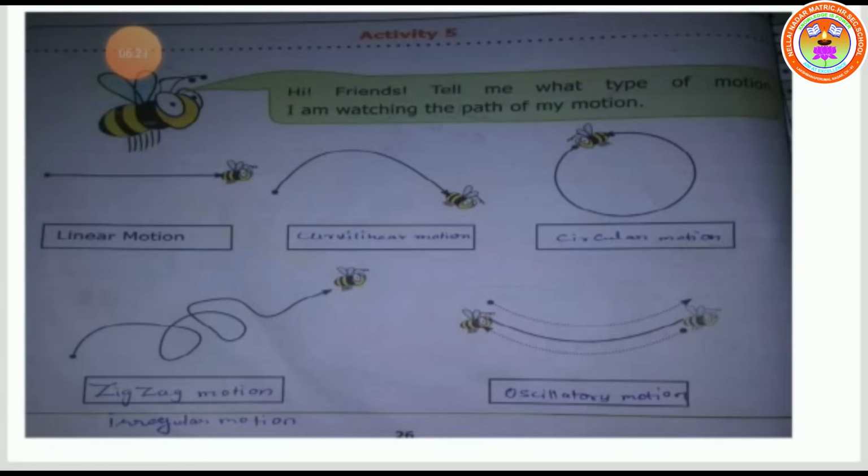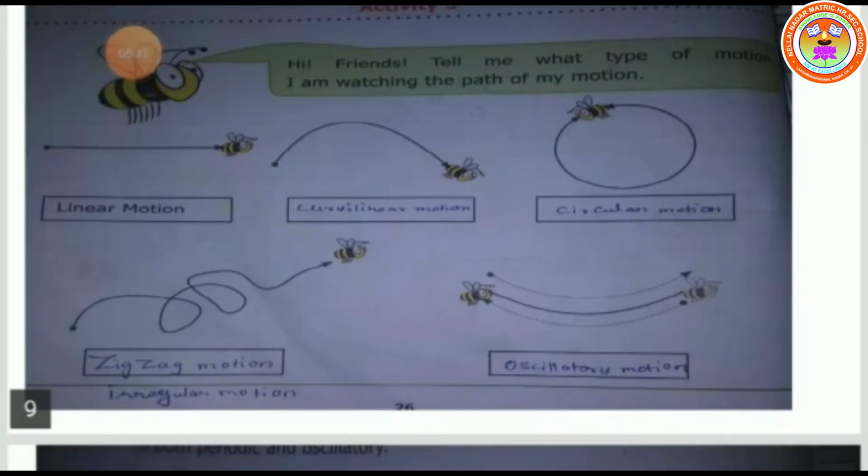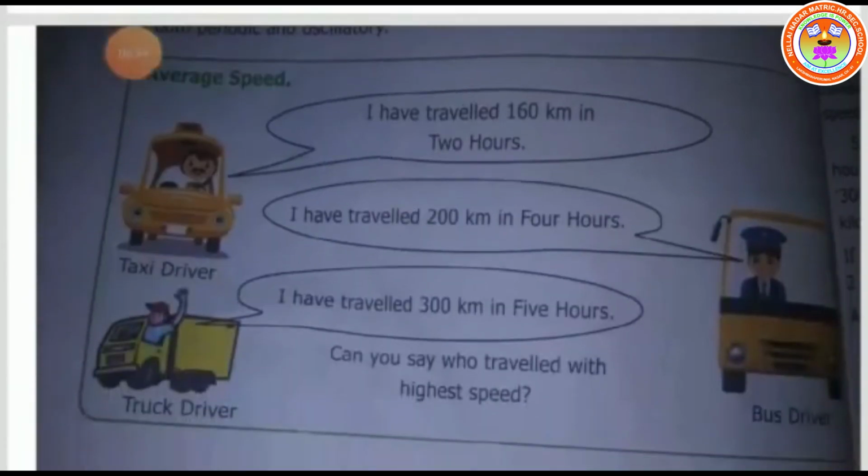The honeybee is moving in an irregular motion, also known as zigzag motion. The honeybee is moving in oscillation, here and there and here, which is oscillatory motion. Okay children, listen carefully. We will calculate the average speed. I have travelled 160 km in 2 hours.